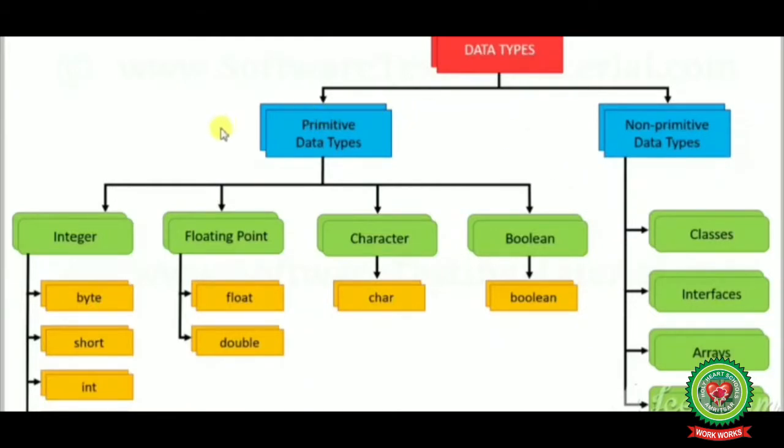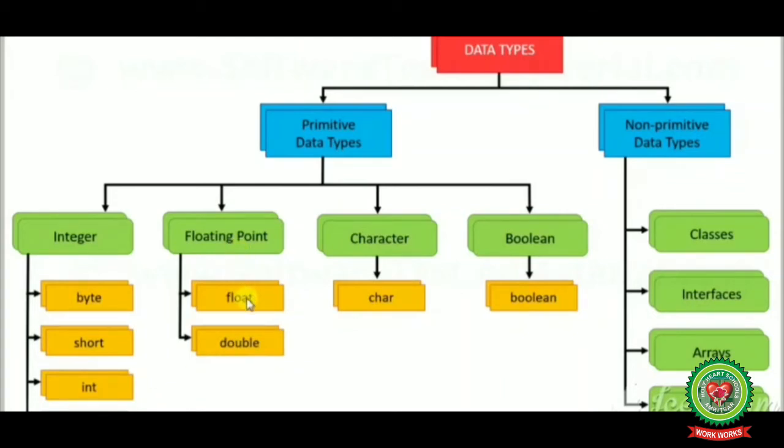Now we will discuss the different types of data types through this chart. As data types we have primitive and non-primitive. Under primitive type we have integer type, floating type, character type and boolean type. Integer is further of 4 types, that is byte, short, int and long. They are divided according to their size, means how many bytes they take in memory.